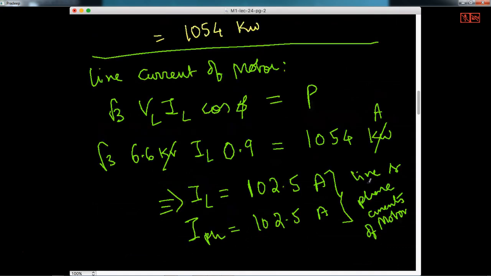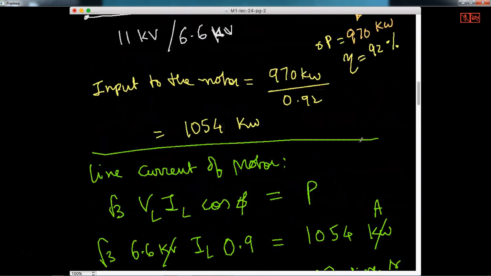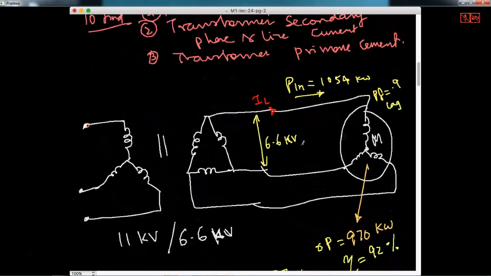So 102.5. Here the currents that are going are 102.5 amperes, 102.5 amperes. Of course, this is only the magnitude. The angle will be different, 120 degrees apart. So now what will be the current here in the winding of this transformer? Because this is delta, the current will be 1 by root 3 times here. So 102.5 divided by root 3 is what we have to do.